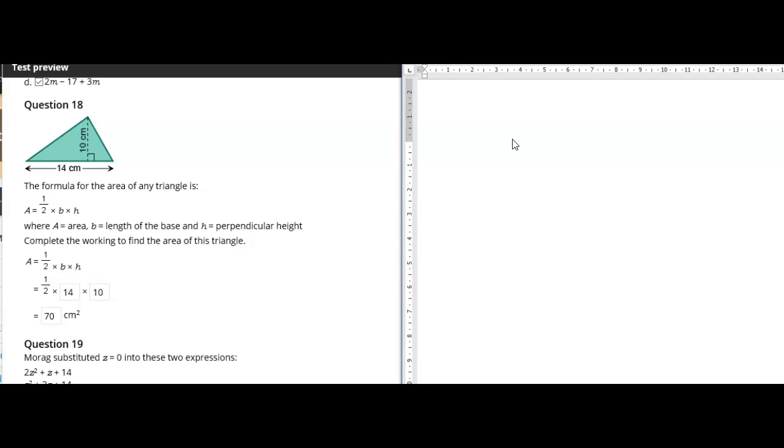Complete the working out of this triangle. So your base is 14 and your height is 10. So it's the first line, you should have a half times 14 times 10. And when you do that together, I would do a half of 14, which is 7. Then 7 times 10 gives you 70.